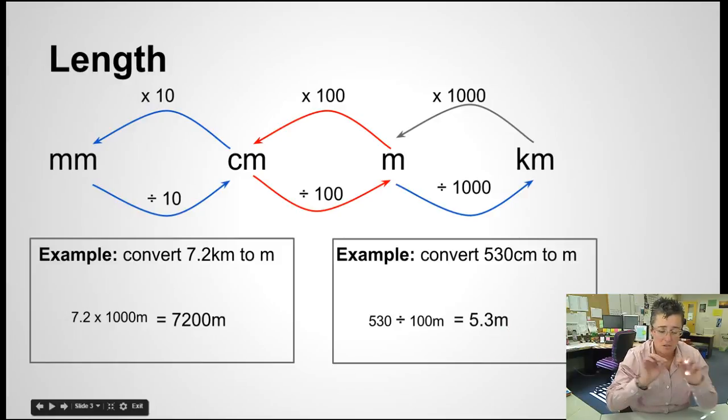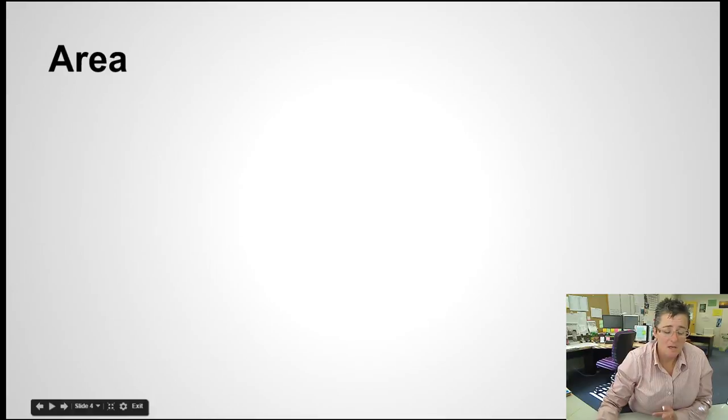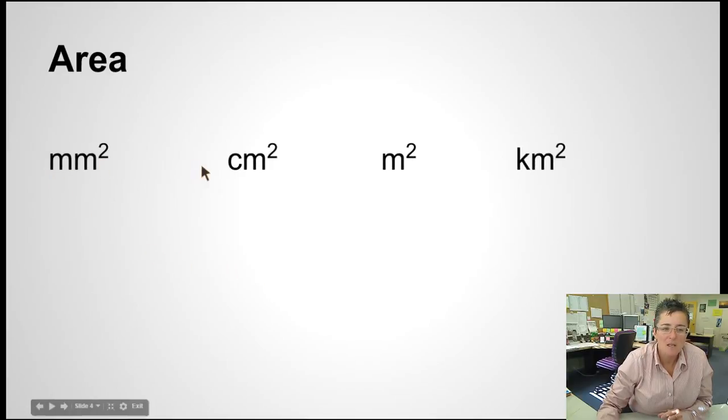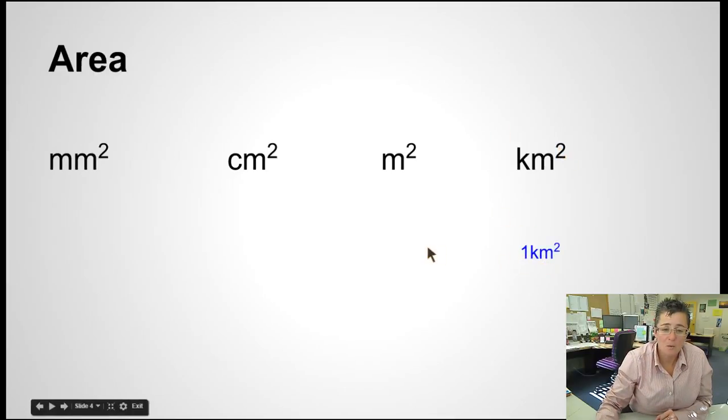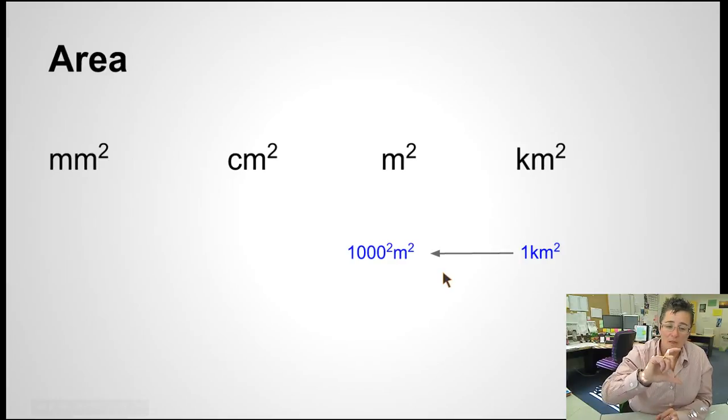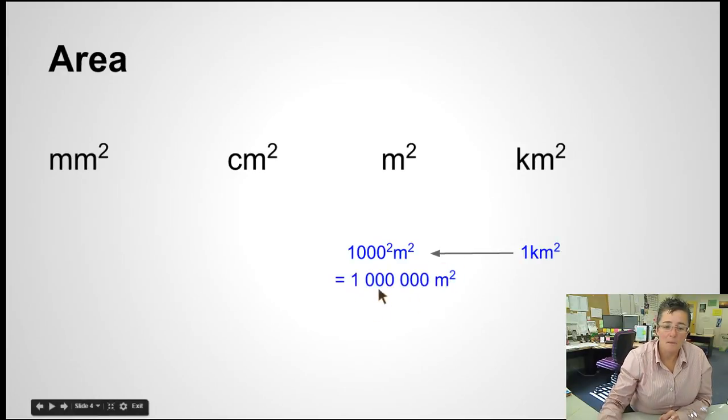So length's straightforward because it's a straight measurement. When we start looking at multiple dimensioned areas, it gets a little bit more complicated. So area, as you know, we use millimeters squared, centimeters squared, meters squared, and kilometers squared. So we're actually talking about a square of space. So if we go from 1 kilometer square, that obviously equals 1,000 meters, but that's 1,000 meters by 1,000 meters. So it's 1,000 squared. So that will give us 1 million meters squared.